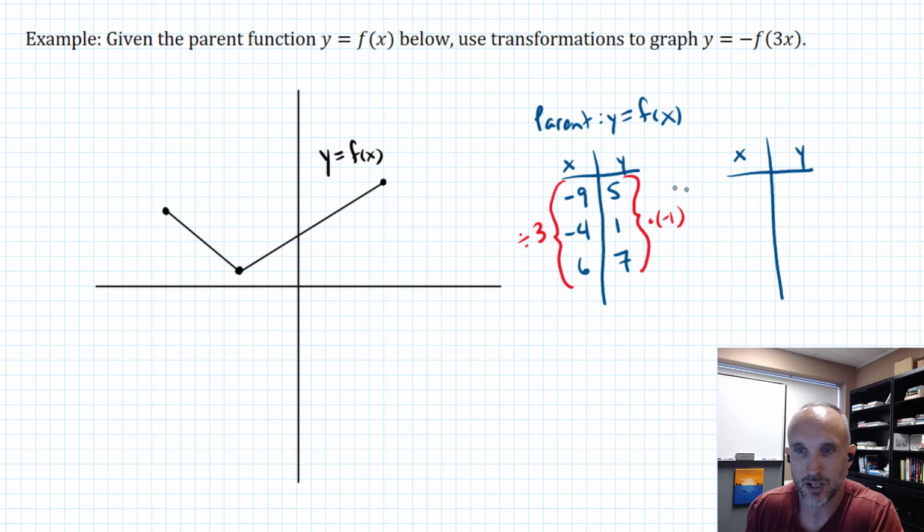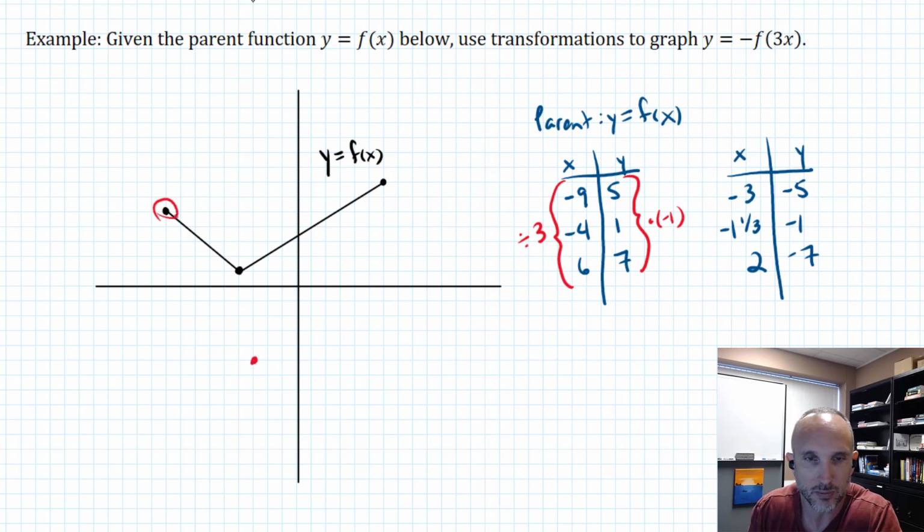Dividing the x values by 3, we get -3, -4 thirds as a fraction. That's -1 and a third. And 6 divided by 3 is 2. Then we just change the signs of all of our y's, -5, -1, -7. And let's plot those points. We'll do that in red. So -3, -5, 1, 2, 3, 4, 5.